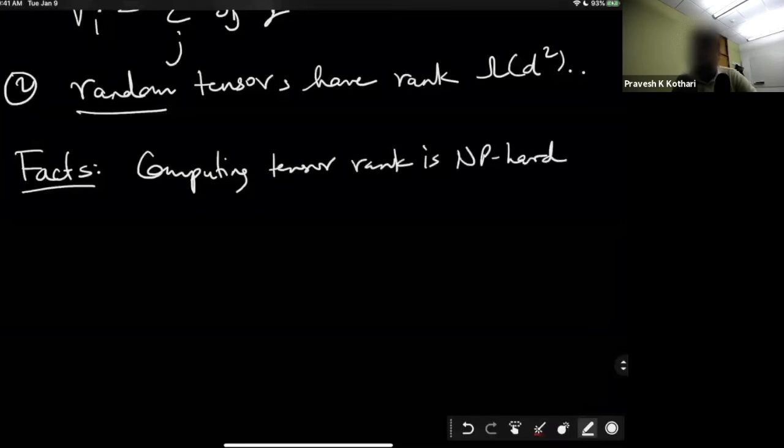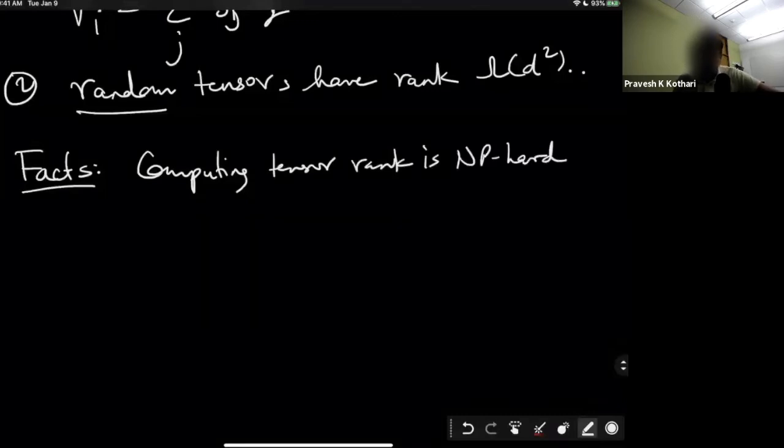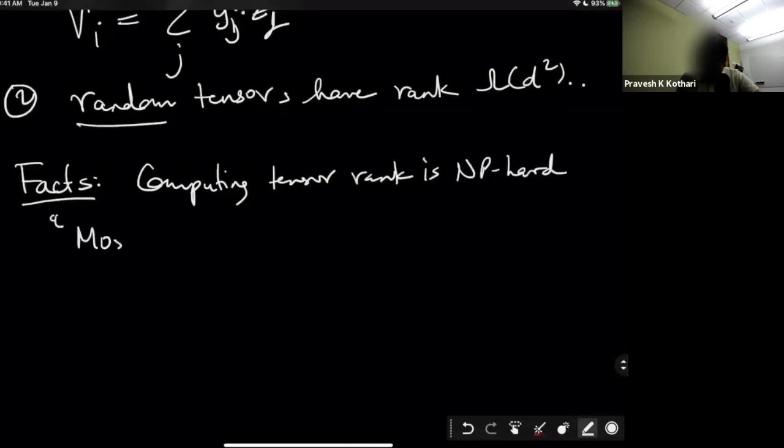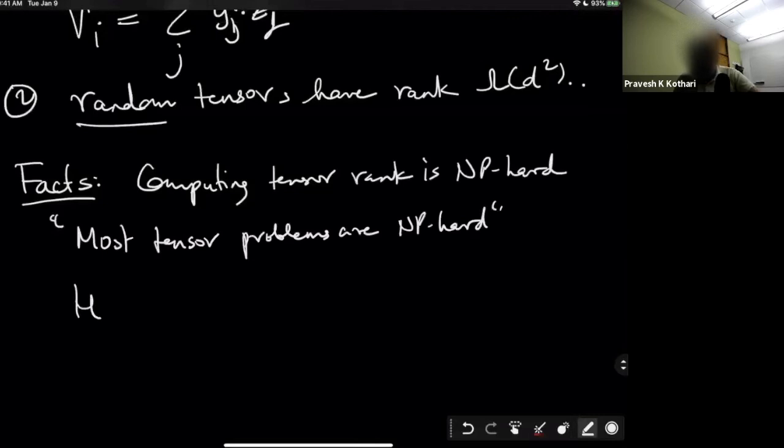Determining if a tensor has rank at least R is NP complete. In fact, many variants of this problem you can imagine are actually all NP hard. So much so that there is a paper of the following title: Most tensor problems are NP hard. This is literally the title of a paper. You can check it out. It's a pretty cool paper by Hillar and Lim.